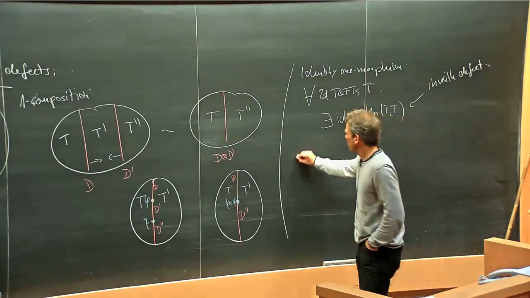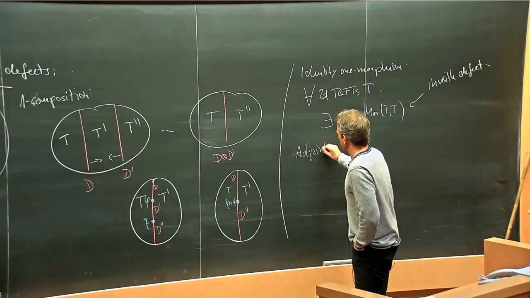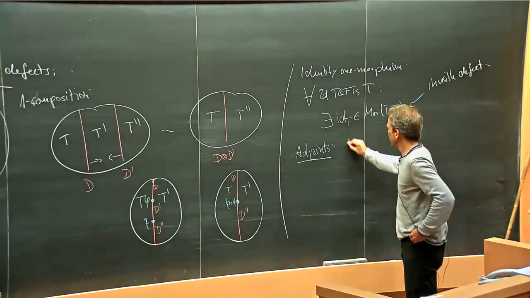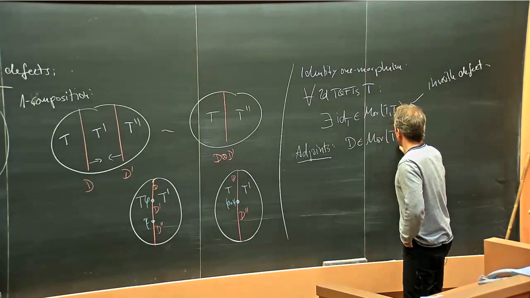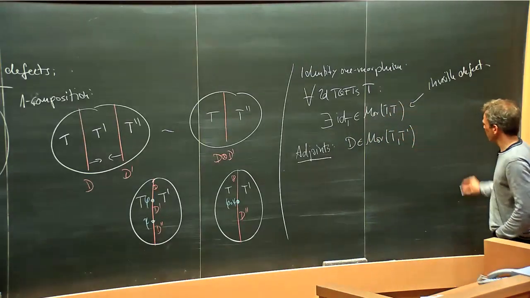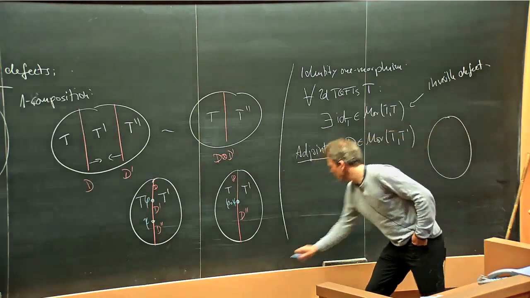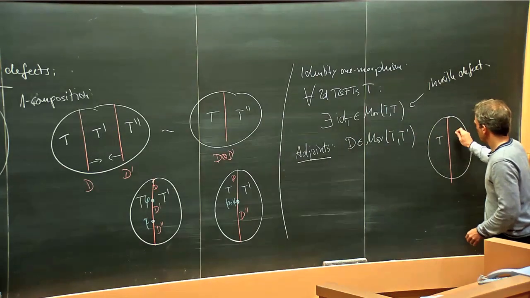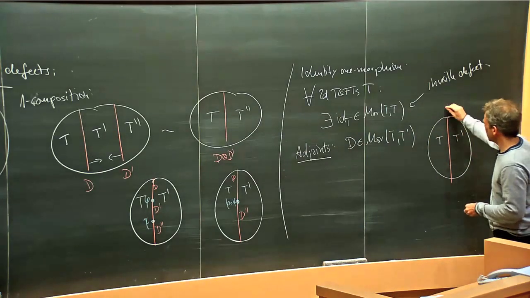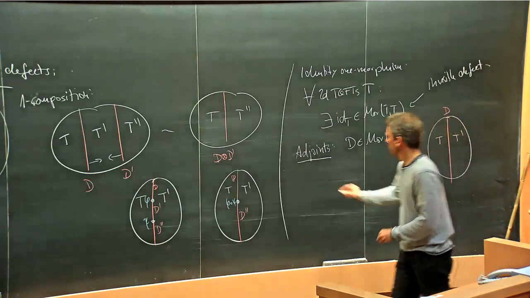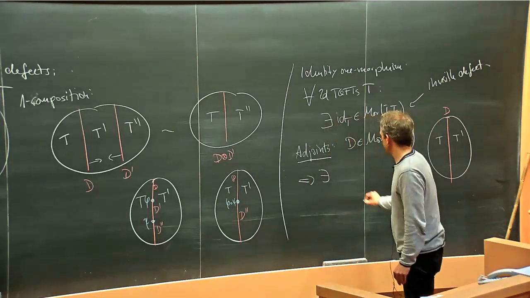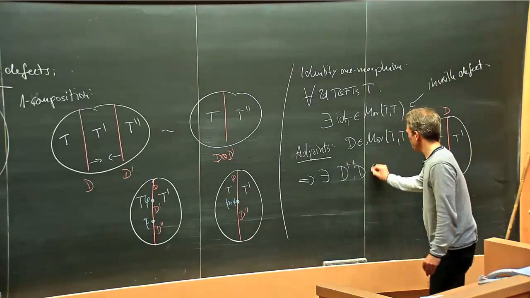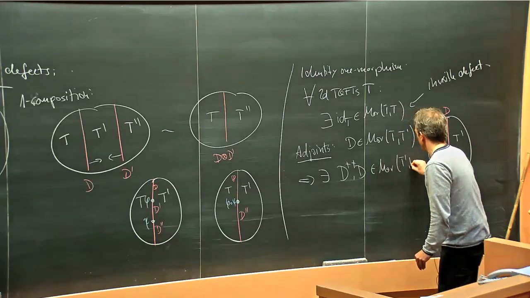And the other point I want to make is about so-called adjoints. So assume now that you have a defect D in morphisms from T to T prime. I draw it like this. So here is T, there is T prime, and this is defect D. Then there are adjoints, namely the right adjoint and the left adjoint of this defect, which are in morphisms of T prime to T.